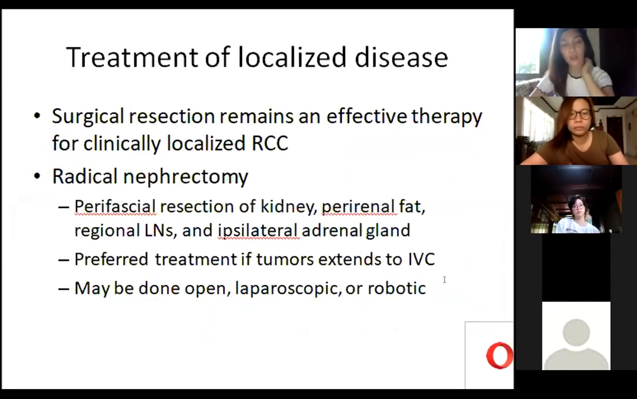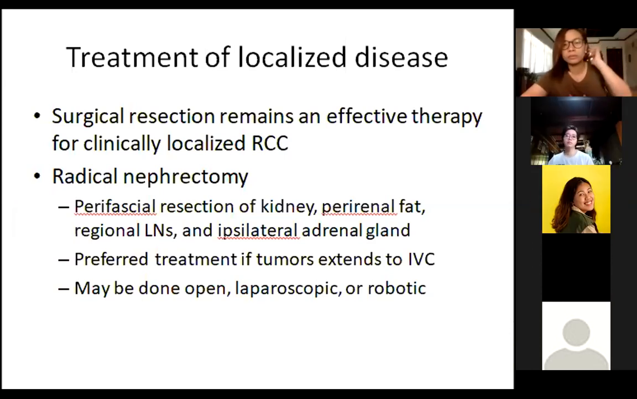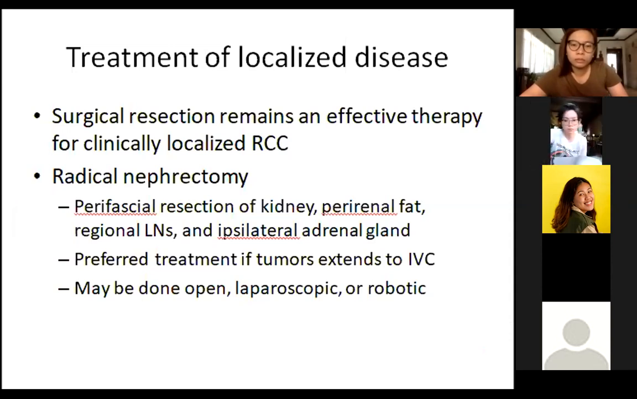So, for the treatment of localized disease, surgical resection remains an effective therapy for clinically localized RCC. Radical nephrectomy usually involves the perifascial resection of the kidney, perirenal fat, regional lymph nodes, and ipsilateral adrenal gland. It is the preferred treatment if the tumors extend into the IVC and may be done through open, laparoscopic, or robotic surgery.